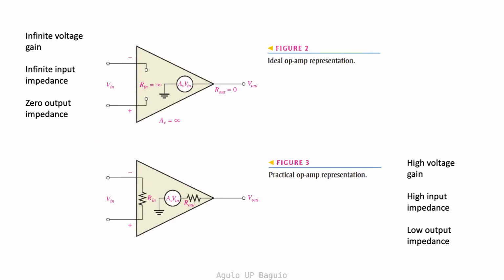Let's now consider the characteristics of the operational amplifier, beginning with its ideal characteristics. The ideal op-amp has an infinite voltage gain and an infinite input resistance. The input resistance is sometimes called the input impedance. It also has zero output impedance. The input voltage is the voltage across the two input terminals, and the voltage gain is multiplied by the input voltage to get the output voltage. In practice, op-amps have high voltage gain, high input resistance, and low output resistance.